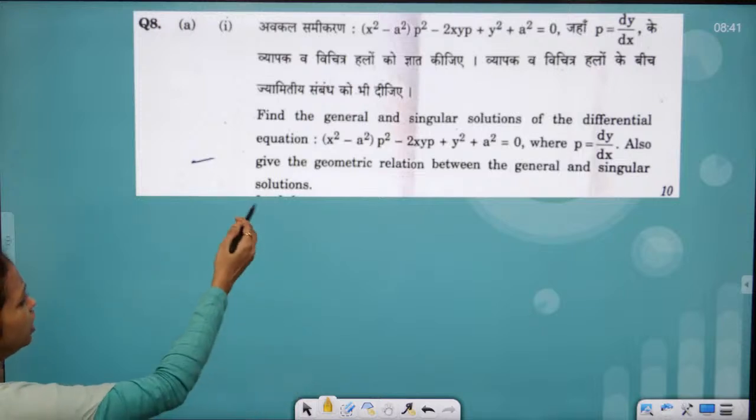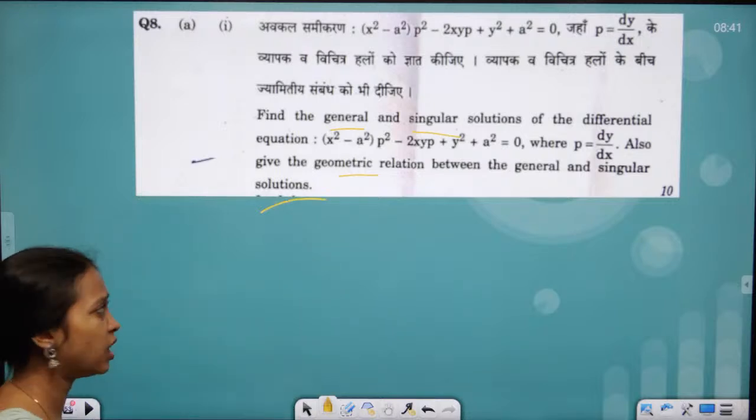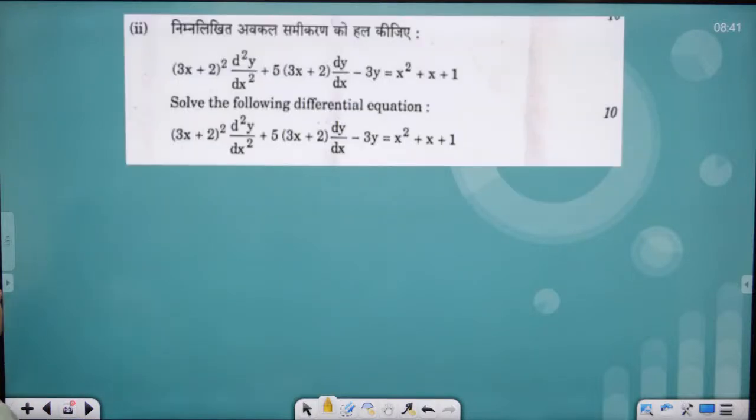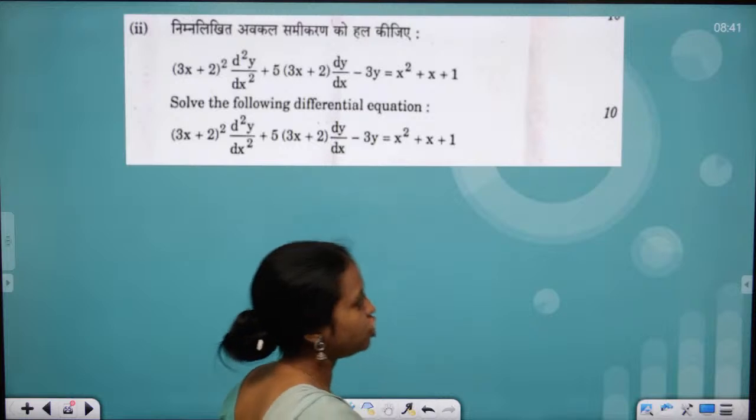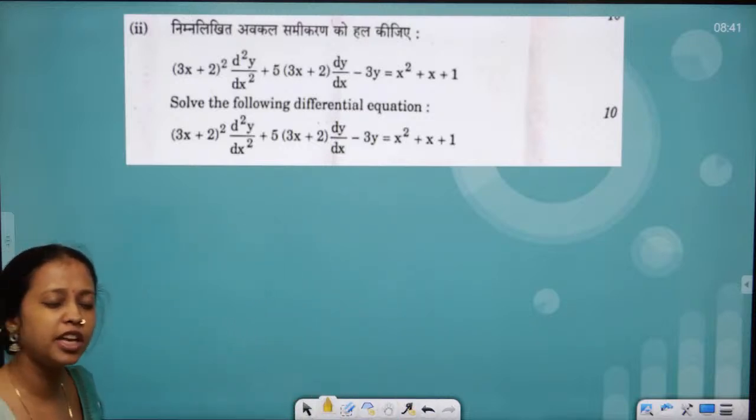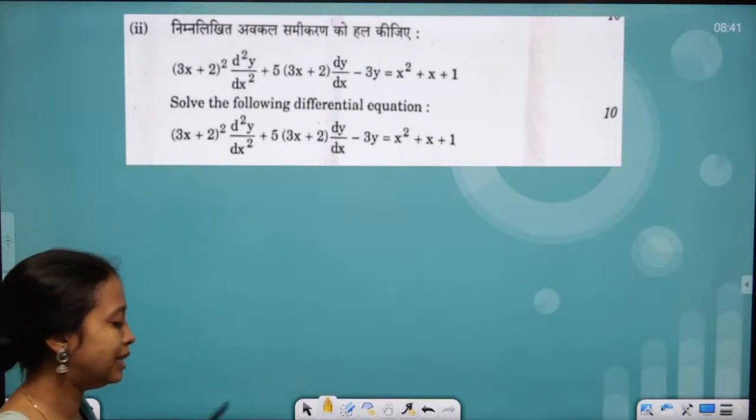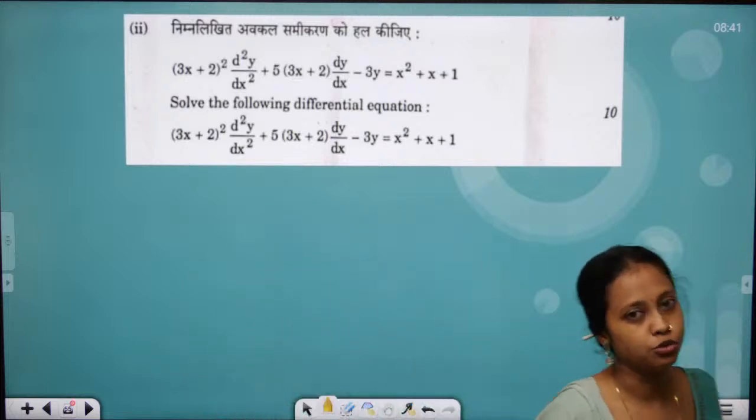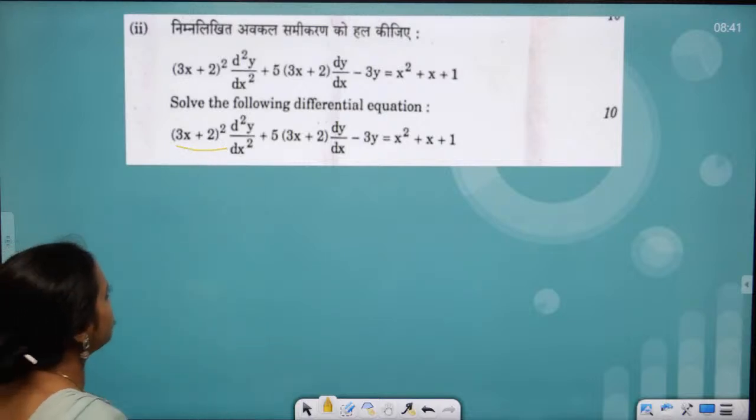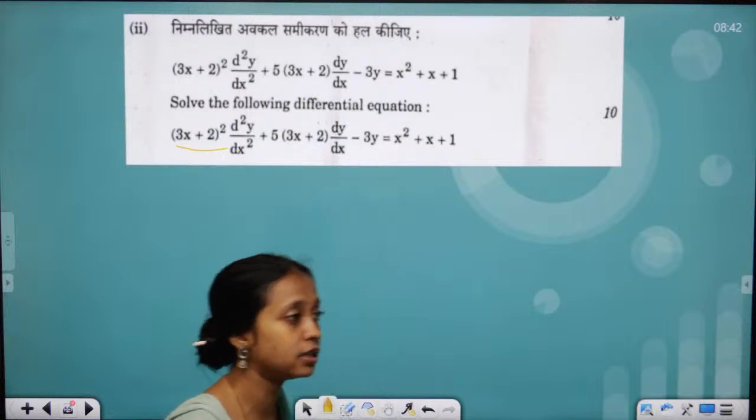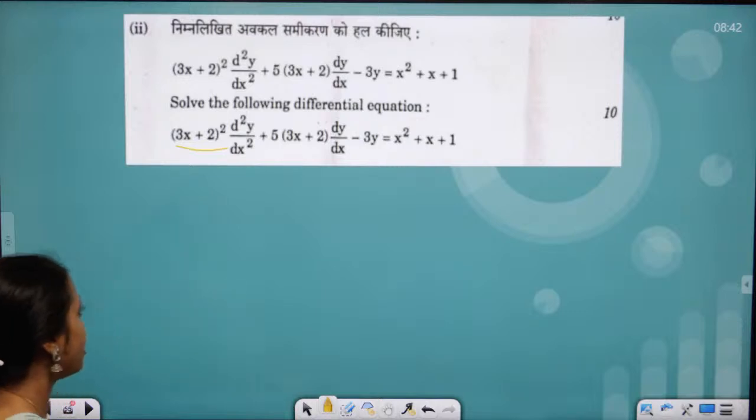Differential equation, general and singular solution and the geometric difference, we have done so many times in the class. Variable coefficients are there, you need to change them to constant coefficients and then solve it. This can be done by the right substitution. You just substitute 3x plus 2 dy by dx is equal to d by dx into some different operator, and this is Euler's method. Direct question from Euler's method.